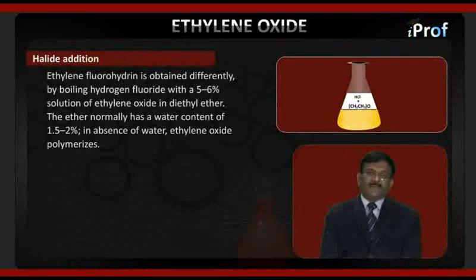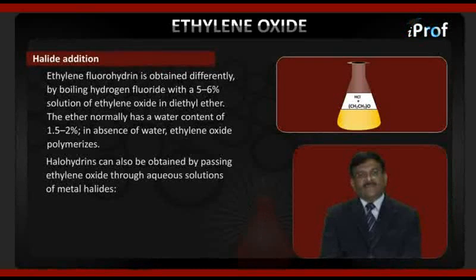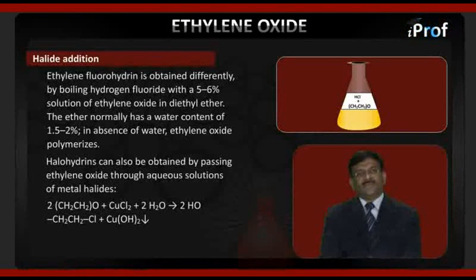Ethylene fluorohydrin is obtained differently by boiling hydrogen fluoride with 5 to 6% solution of ethylene oxide in diethyl ether. The ether normally has a water content of 1.5 to 2%. In absence of water, ethylene oxide polymerizes. Halohydrins can also be obtained by passing ethylene oxide through aqueous solution of metal halides. The reaction is CH2CH2O plus CuCl2 plus 2H2O. It gives HOCH2CH2Cl plus Cu(OH)2.